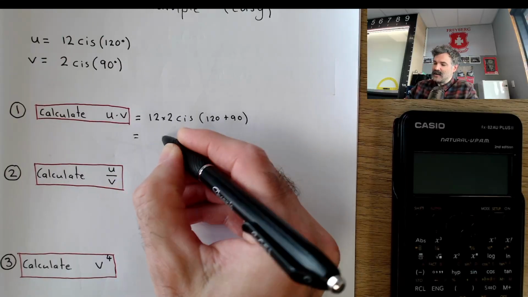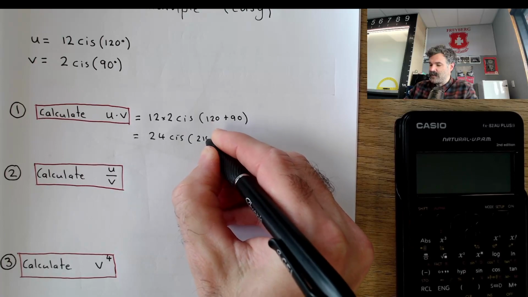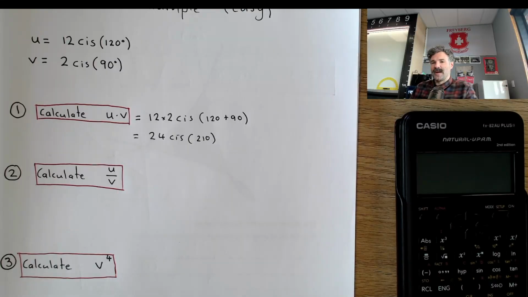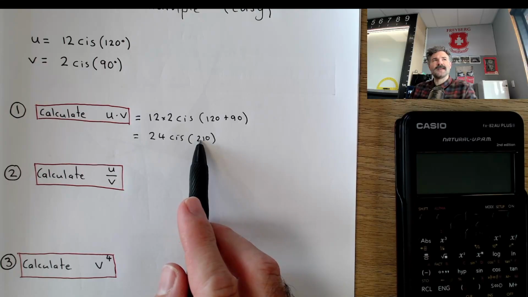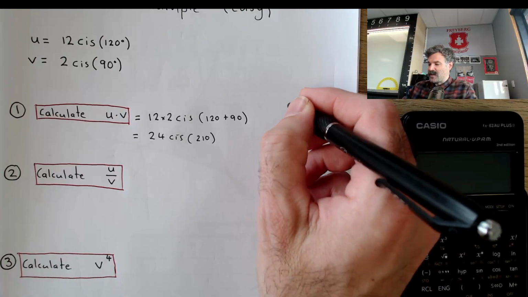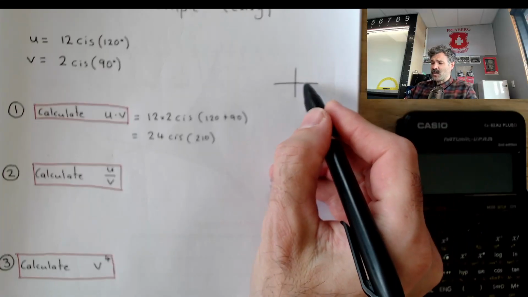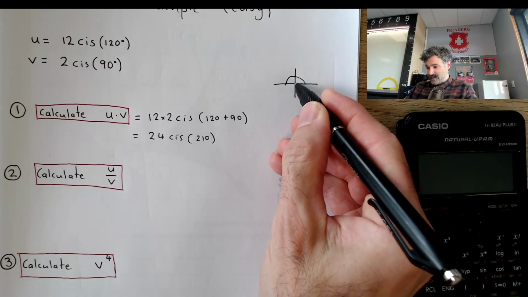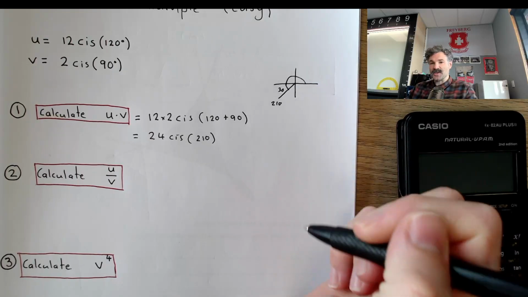And so that answer is going to be 24 cis of 210. Now it's etiquette, if you watched my video earlier on about the argument, it's etiquette to give this angle as a number less than 180. So if we just real quickly think about where 210 degrees is, well, 180 is the whole way around here, and so we've got an extra 30 to get to 210. 180 plus 30, 210.